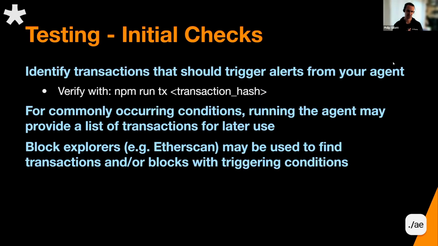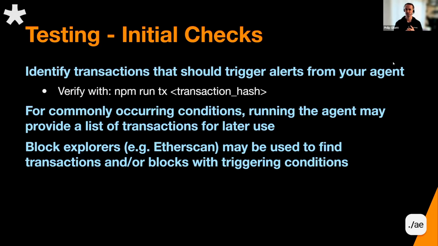Moving on to testing. So please test your code. And the way to do that initially is going to Etherscan, going to another block explorer, and finding those transactions that should trigger an alert from the agent that you're writing.